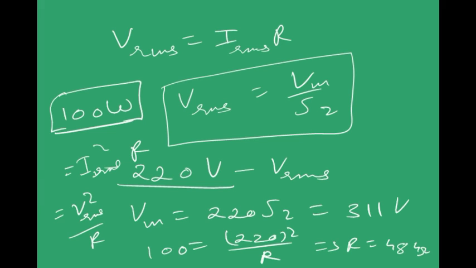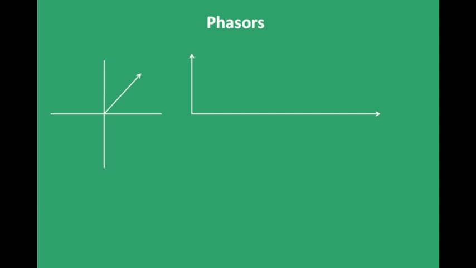And that's it. We have one more small topic left for this video. That is phasors. What are phasors? Phasors are nothing but some rotating vectors used to represent these varying quantities, these quantities which vary sinusoidally.